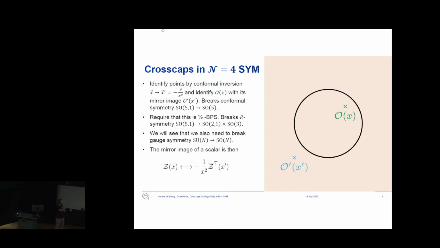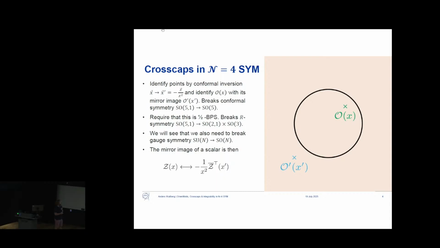So what is this theory on the projective space? Well, the idea is you identify points that differ by a conformal inversion. So here we have some point x, and we identify it with the point x prime that differs by a conformal inversion. And so if you have some operator located at x, you should identify it with an operator located at x prime, and this operator will not be the same operator, but modified ever so slightly in a way I'll come back to in a second. And this breaks conformal invariance, so now you only have an SO(5) symmetry. Note here that maybe some of my time-like directions are slightly different from what you're used to seeing because we're working in a Euclidean setup here.